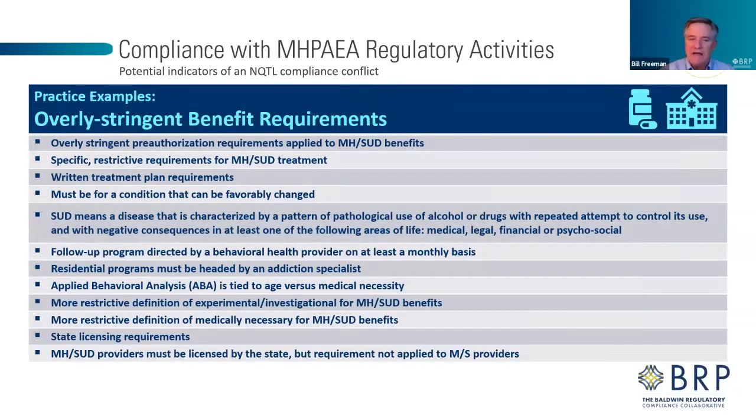I'm not going to go through all these, but one down at the bottom, two-thirds of the way down, is applied behavioral analysis. Jason mentioned this earlier, that's a treatment primarily for autism. But if you tie that to an age, which is very common, versus tying it to medical necessity, that could be a violation of MHPAEA, and you have to be very careful. And again, I won't go through all these, but if you require different levels of expertise, or if there are no providers for mental health at the general practitioner level and everyone has to go to a specialist, that causes an artificial barrier that would put you in violation of MHPAEA. So there's a lot of things you have to review.